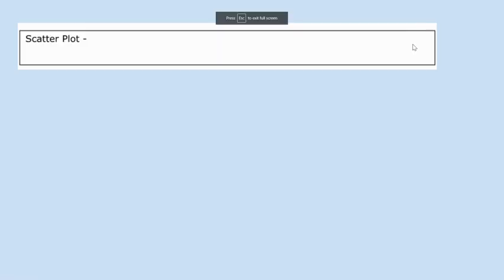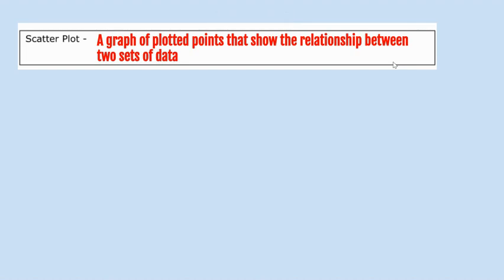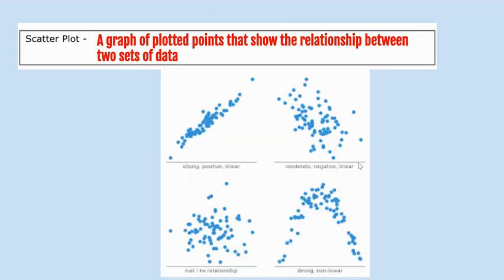All right, so scatter plot. A scatter plot is a graph of plotted points that shows the relationship between two sets of data. So you have your x-axis, which is your fat axis. It goes from your left to right. And you have your skinny axis, which is your y-axis that goes up and down. So those are the two things.